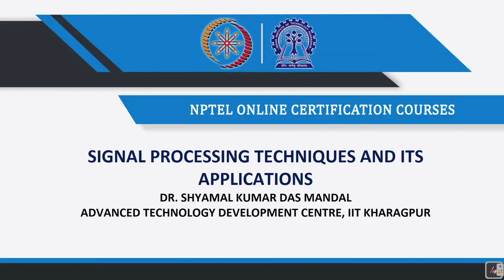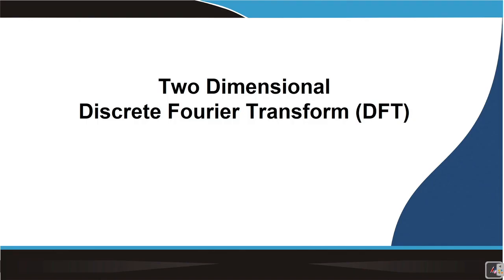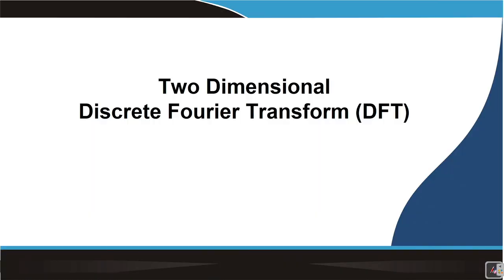This week, let us start with what will happen if my signal is two dimensional. Instead of one dimension, I have two dimensions. So, what should be the Fourier transform, or discrete Fourier transform, of a two dimensional signal? That is called the two dimensional discrete Fourier transform. This is a very important issue.